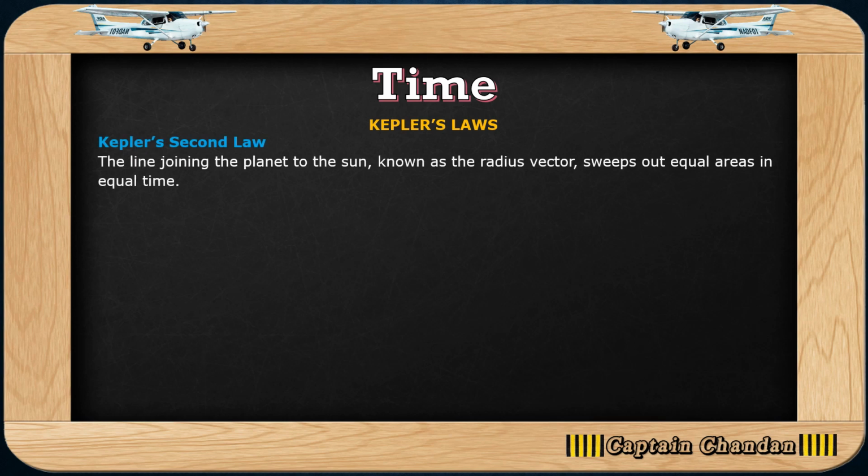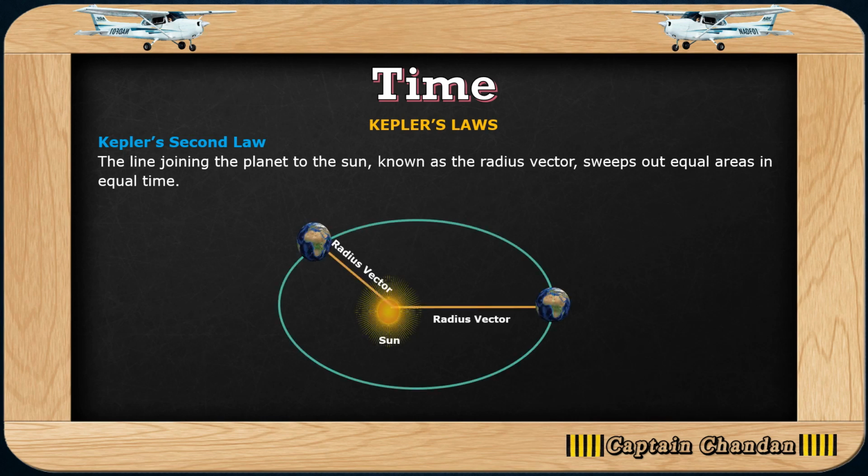Kepler's second law. The line joining the planet to the sun, known as the radius vector, sweeps out equal areas in equal time. So the radius vector is the line joining the earth to the sun. Now we'll take two examples of earth. The first position is here and the second position is here. In 30 days earth travels some distance and makes some area here. Now we'll go for the second position of the Earth. In 30 days again, it covers some distance and makes some area here.